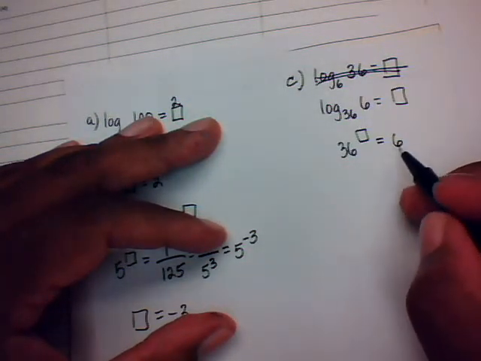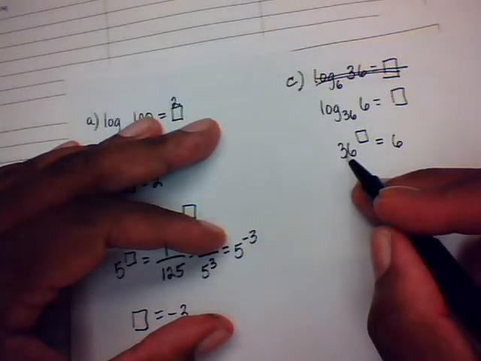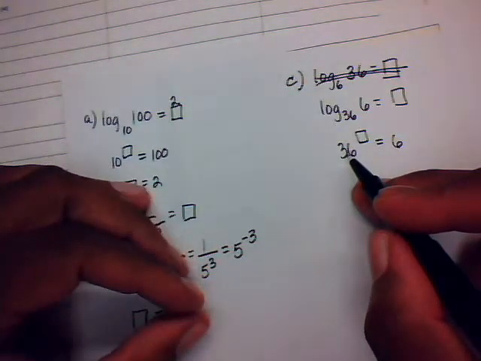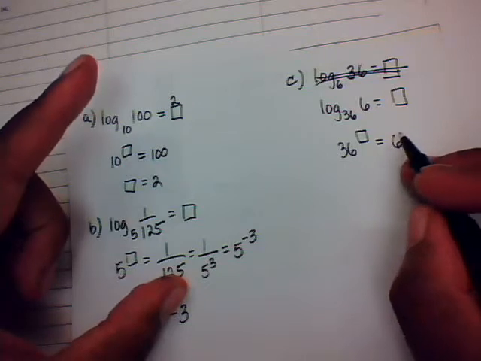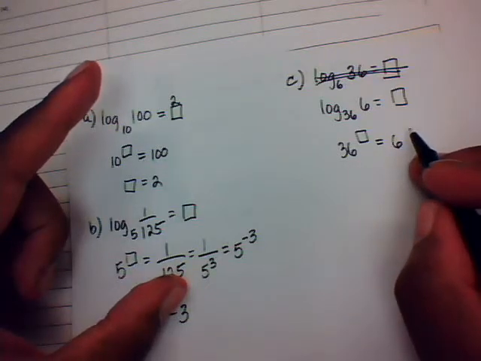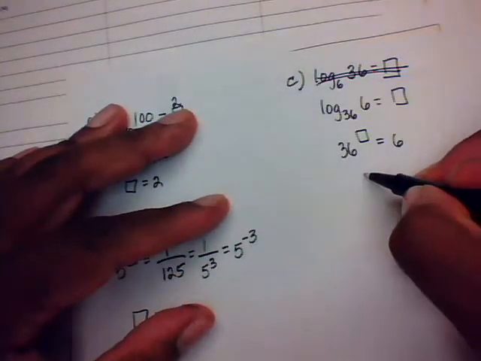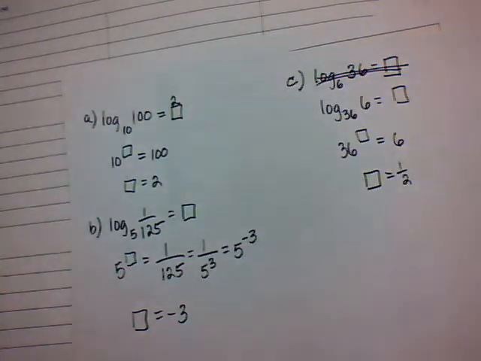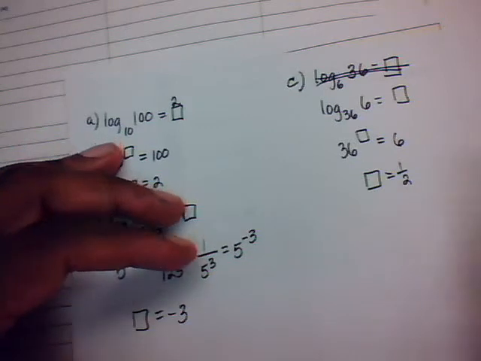Well, I know 6 to the second power would give me 36, so the reciprocal of 2, which is the exponent for 6, would be 1/2. That means 36 to the 1/2, which is like the square root of 36, would give me 6. So the missing exponent here would be 1/2.